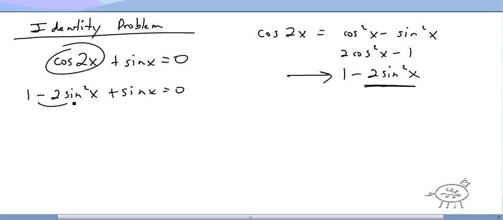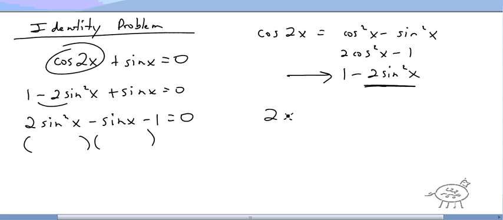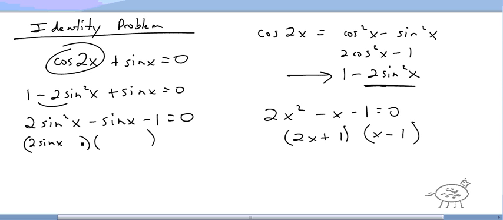So you can either divide everything by -1 or you can move everything over. It doesn't matter. But I'm going to rewrite this as 2 sine squared of x minus sine of x minus 1 equals 0. Okay? And then this is just like saying 2x squared minus x minus 1 equals 0. And then if you factor that, you get 2x, x, and this is going to be minus 1 and plus 1, I believe. Okay, so in this case here, we're going to have 2 sine of x plus 1 and sine of x minus 1 equals 0.